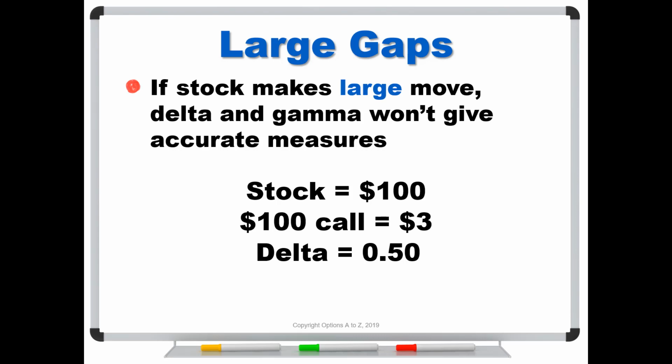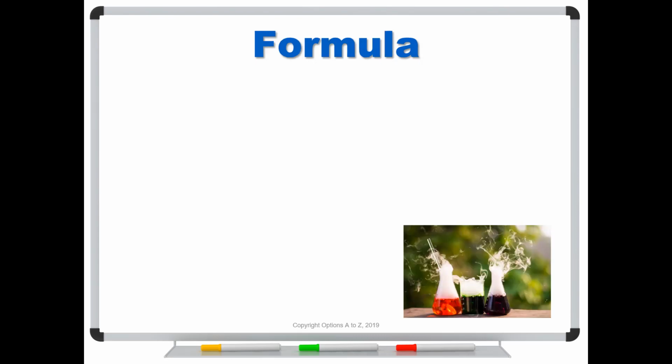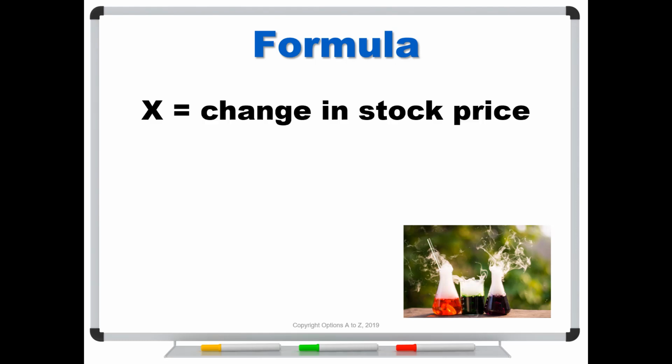So instead, what you need to do is to look at a formula. Now there's a little bit of math here, it's not that hard, but let me just show you how it works. I'm just going to call the change in the stock price X, just to make it easy. So in my example, if the stock price increased $5, X is 5. So the formula is a two-part process. The first one is you're going to take X, this change in the stock price, times your delta. And that's going to give you some number.